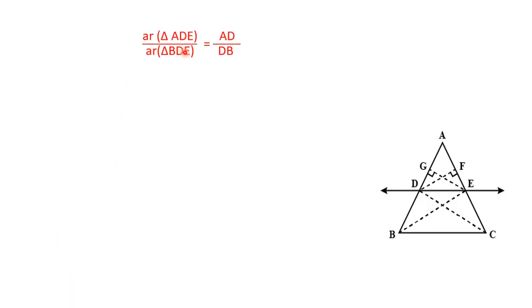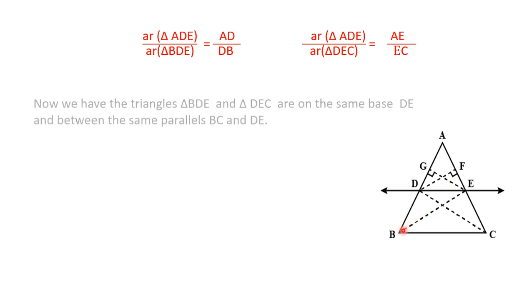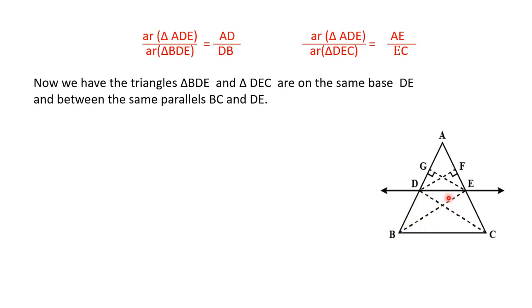Now we get the two equations from the previous slides, these. As we observe in this figure, triangle BDE and triangle DEC, observe these two triangles, they are having the same base, that is DE, and as DE is parallel to BC, so we can say the triangle BDE and the triangle DEC are on the same base DE and between the same parallels DE and BC.